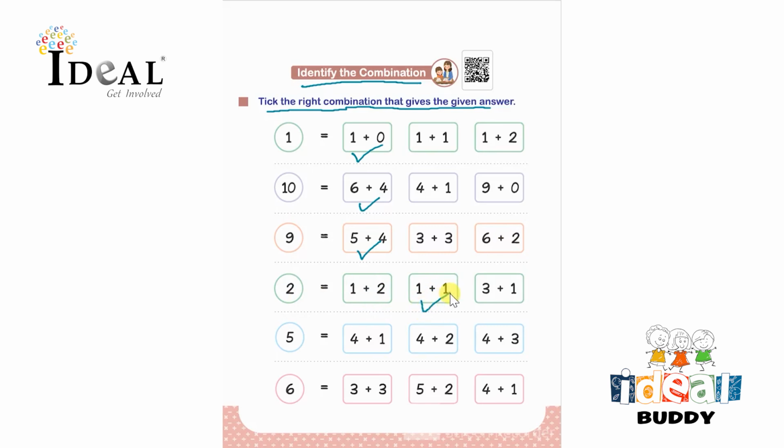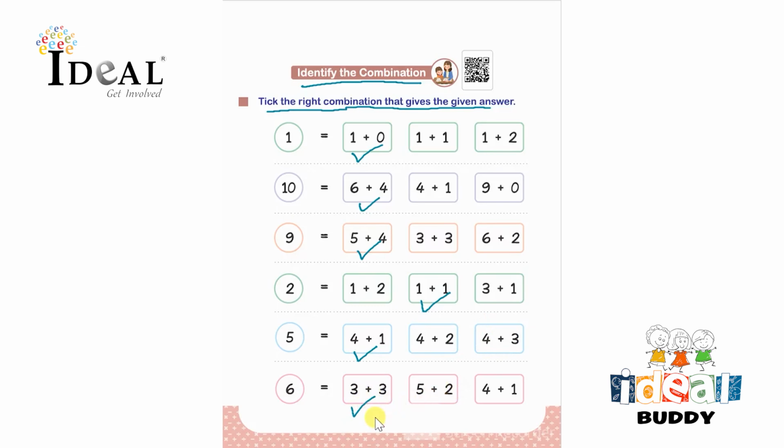Then 1 plus 1 is 2. So this is the correct combination that gives us 2. And then it's 3 plus 1 which equals 4. So this is also not correct. After that it's 5. So 4 plus 1 gives 5. So the sum of 4 plus 1 is 5. Then 4 plus 2 is 6 and 4 plus 3 is 7, which are not the correct ones. Here it is 6. So 3 plus 3 equals 6.